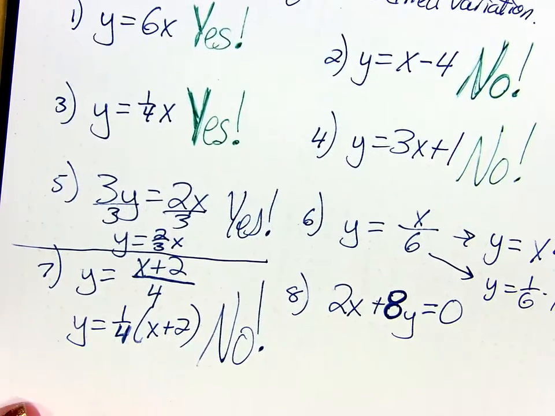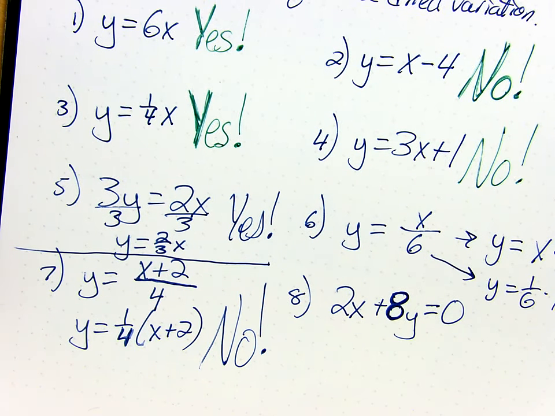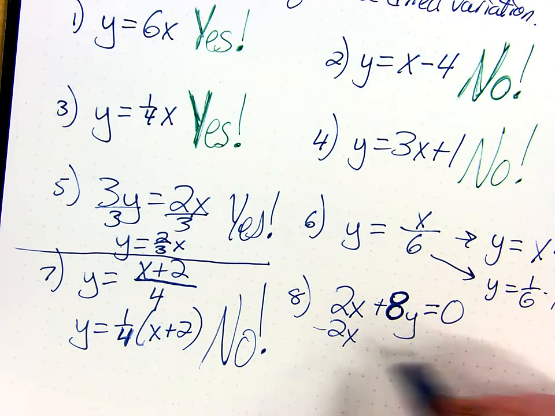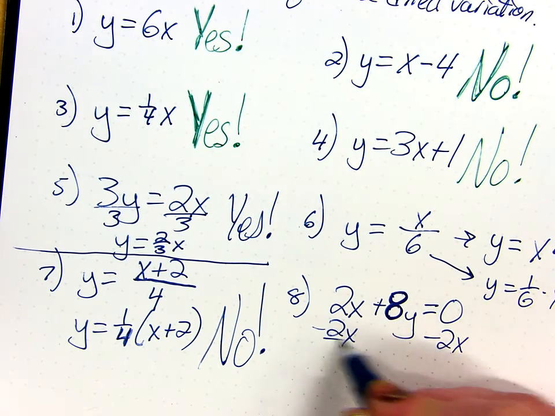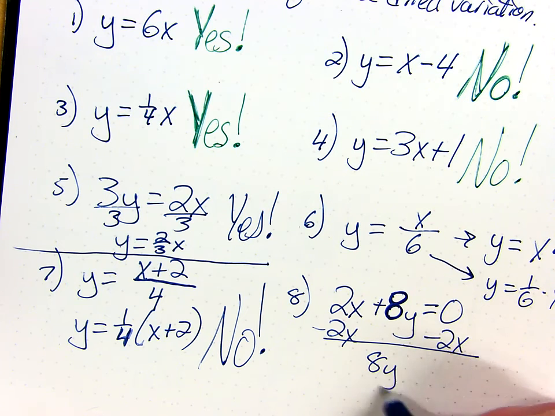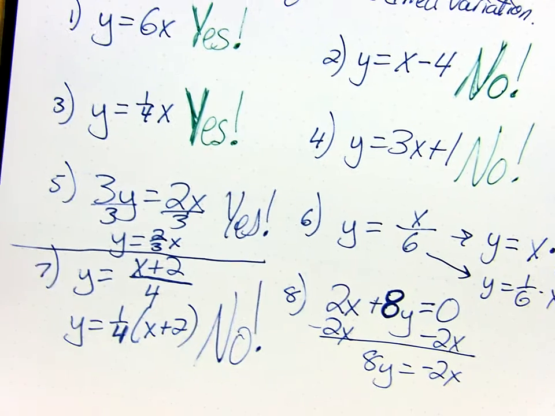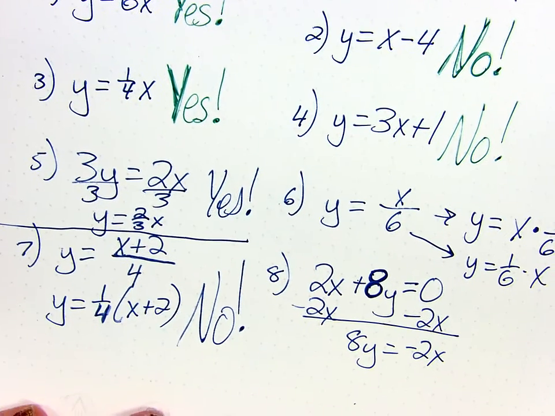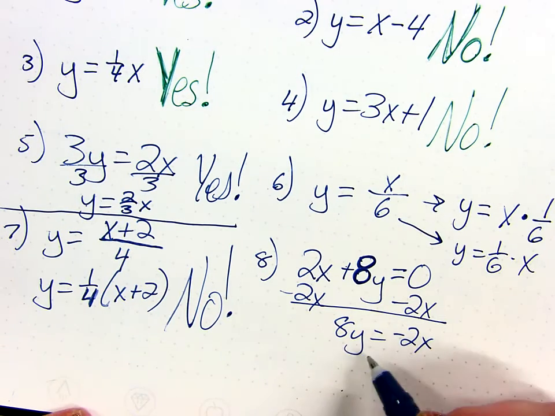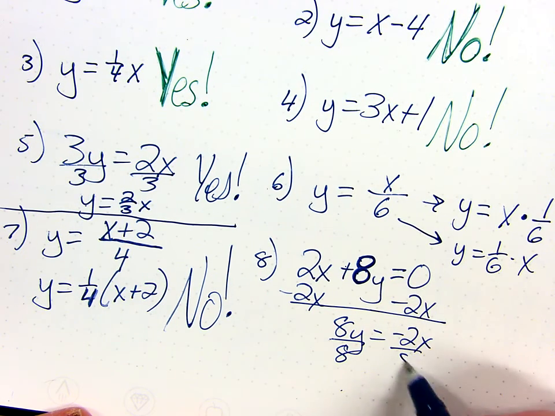Now 8. Ooh, this one looks tricky. Olivia, what do you want to do? Good idea. I would minus 2x. Always try and get the y by itself and see what it looks like once that's accomplished. All right, so now if I'm trying to get that y by itself, what would I do here? Go ahead. You got it. Divide both sides by 8.